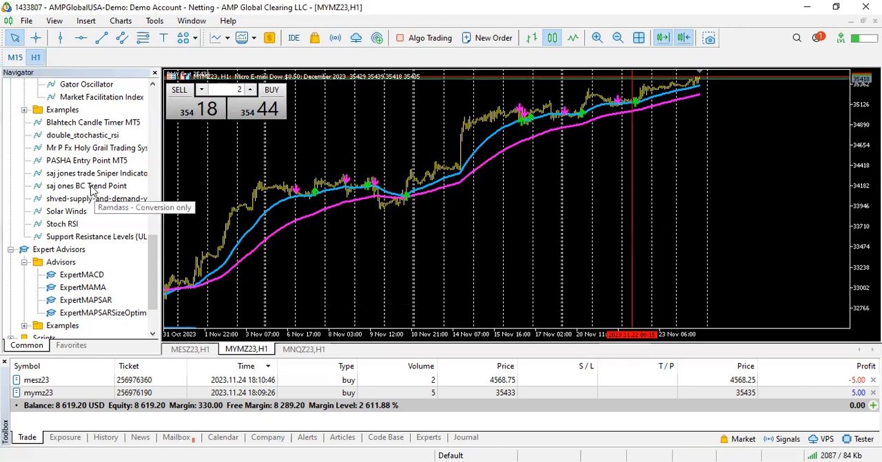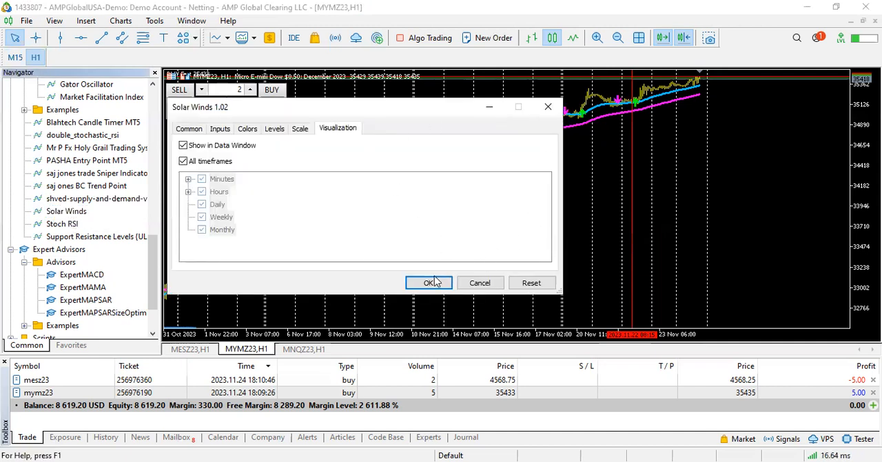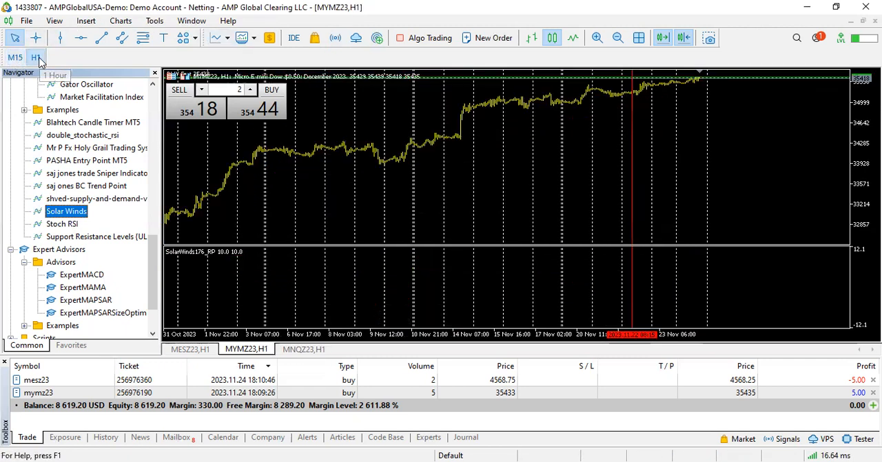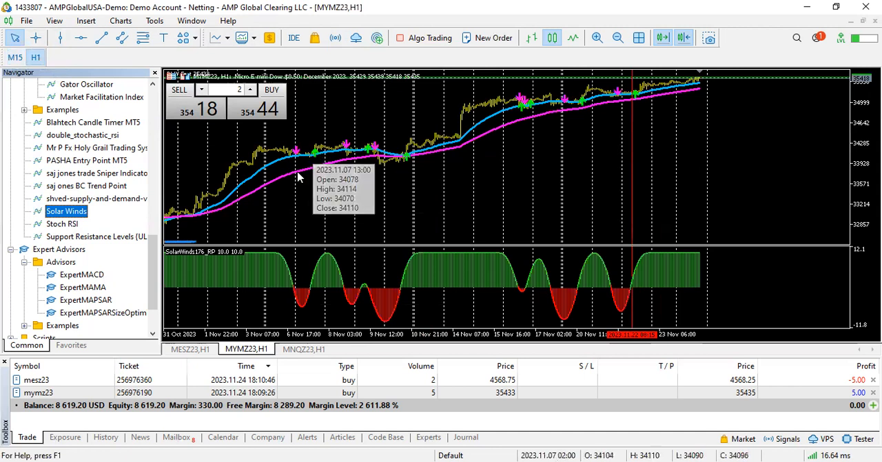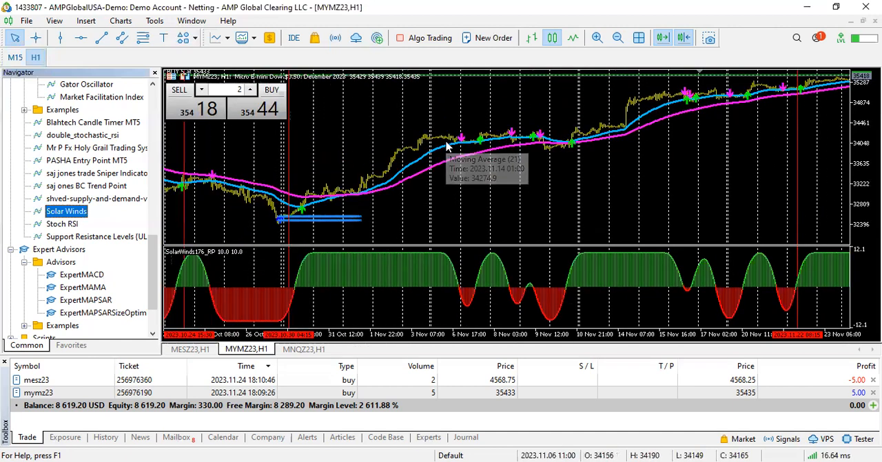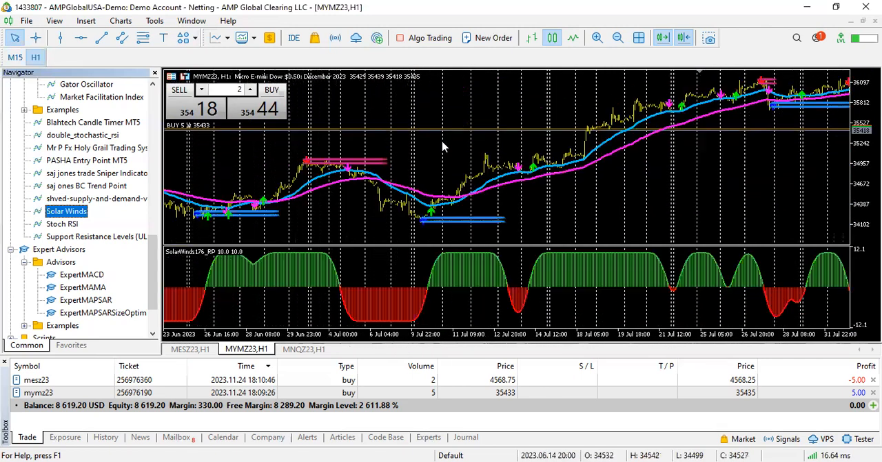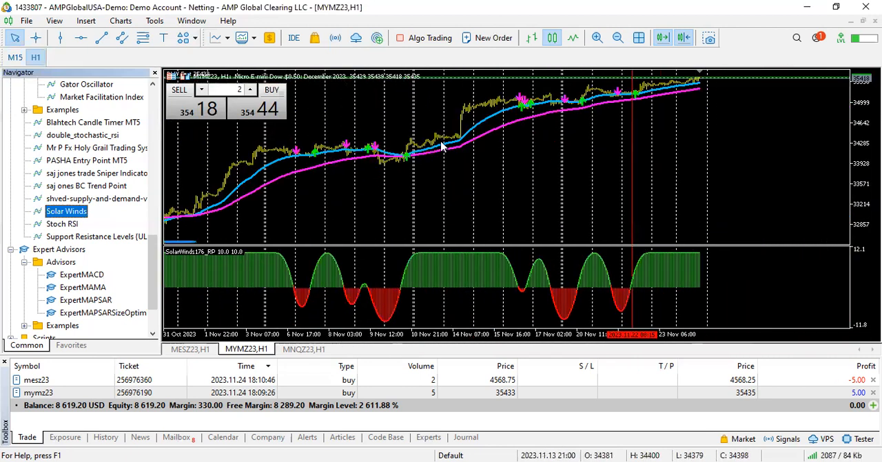Now, the last indicator we're going to install is the solar wind. And there we've got our 15-minute, our hour, our BC trend point, our solar wind, our support and resistance indicator, and two moving averages. Now, I know it sounds like a lot of indicators, but as you can see, the chart is not bogged down with a multitude of indicators. You only use these particular indicators because they help you analyze the direction of the market and things like that, right?